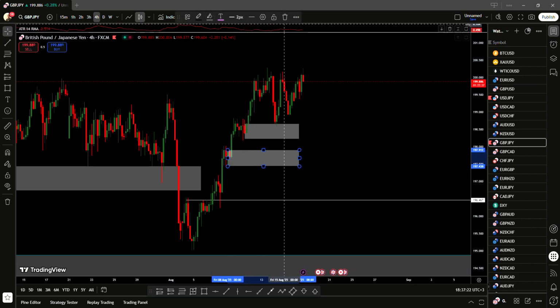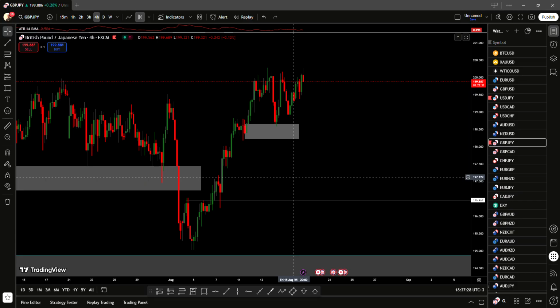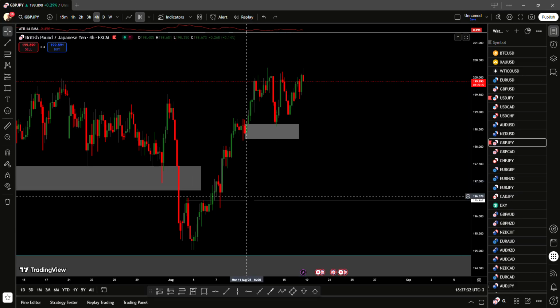Sometimes you identify the zones and price will not come back, so don't be frustrated. Don't say, oh, the thing is not working because price does not come back to the area. No. You just have to keep on waiting.